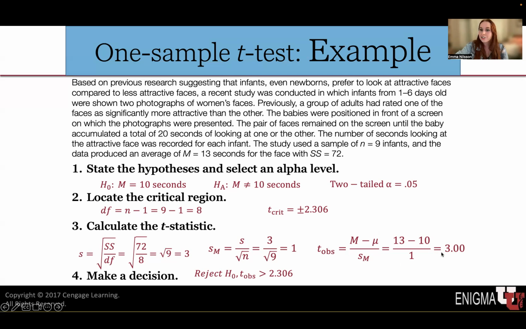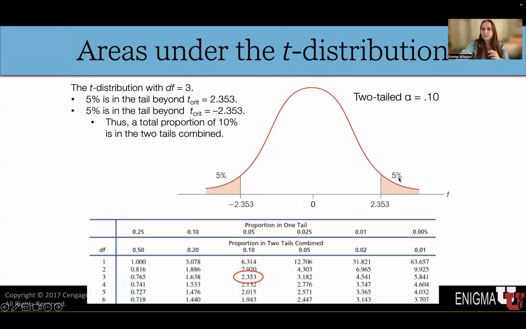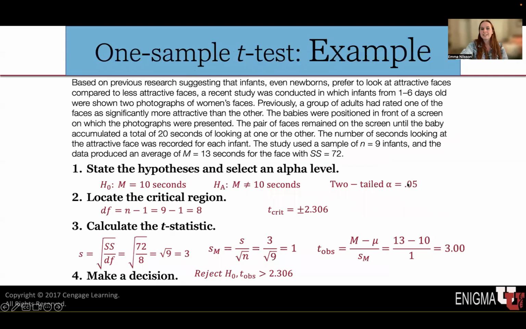Now we've got to make a decision. Since 3 is more than 2.306, it would be somewhere in here, right? In our upper tail. That means it's in the critical zone, which means that we are going to reject the null hypothesis, which essentially means that there is a difference in the amount of time that babies spend looking at attractive faces versus non-attractive faces, that they do show a preference. Even though we didn't talk about that in our null hypothesis, since we see that our mean is 13 seconds for the attractive face, our data says that babies have a statistically significant preference for looking at the attractive face. However, we don't have an effect size or confidence interval, but we'll talk about that in a second.